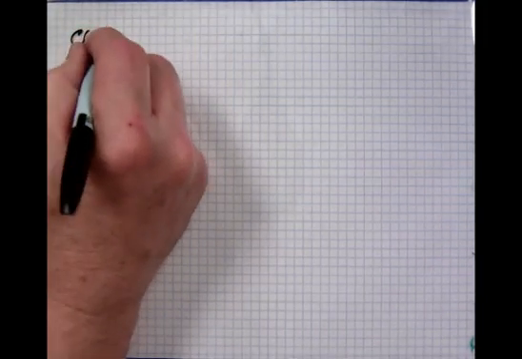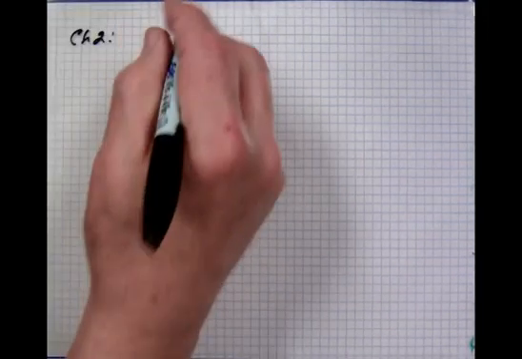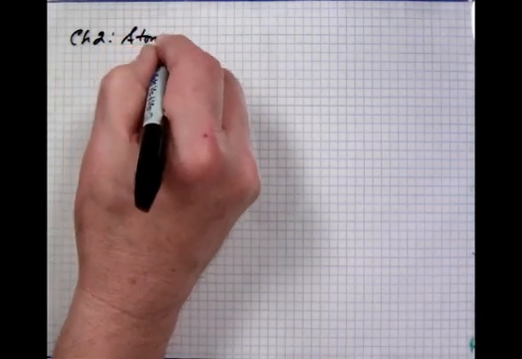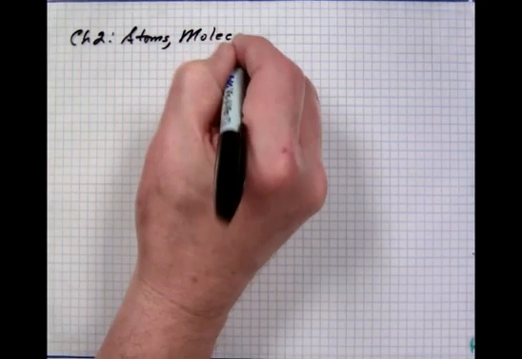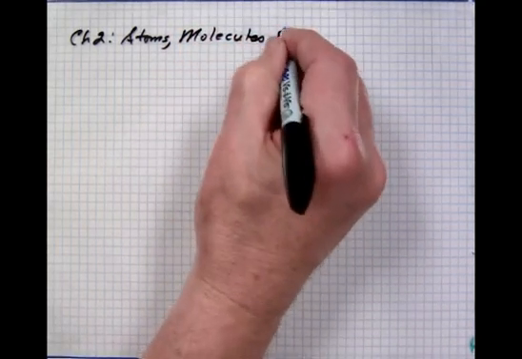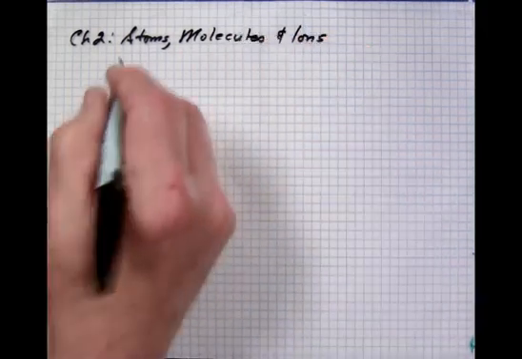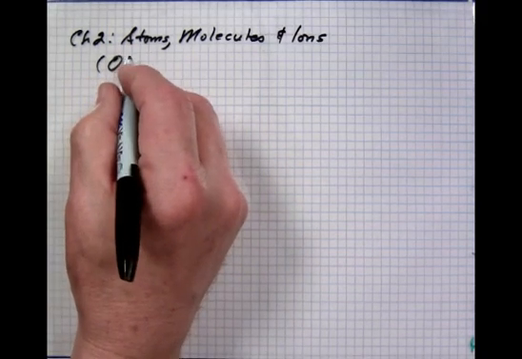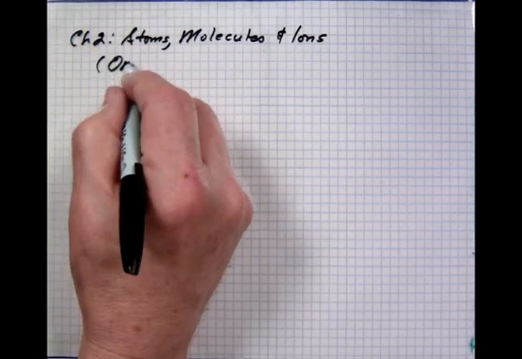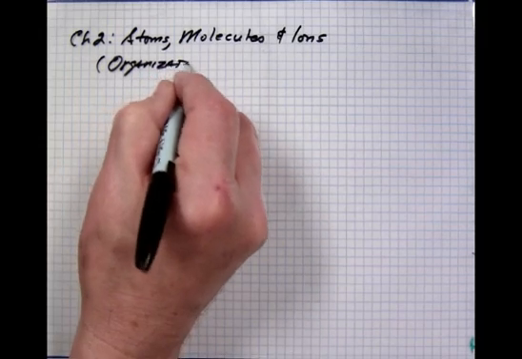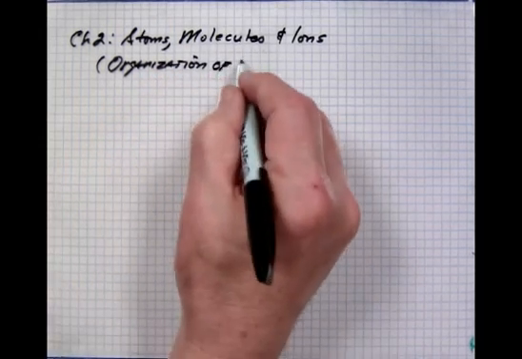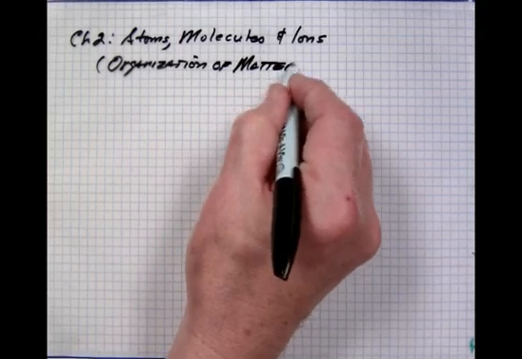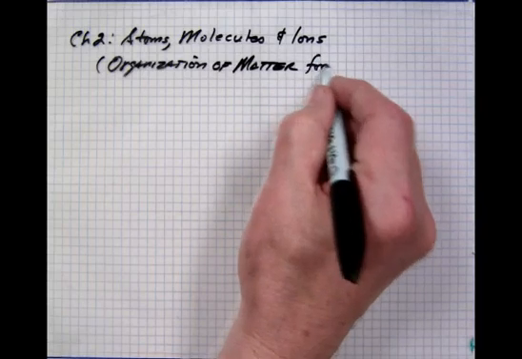Okay, and away we go. So here is chapter 2 in our adventure: atoms, molecules, and ions. I like to write this as an organization of matter, or classification, in essence, for study.